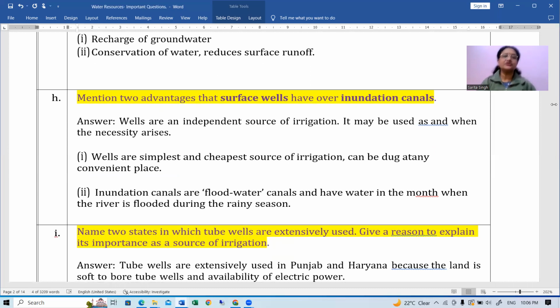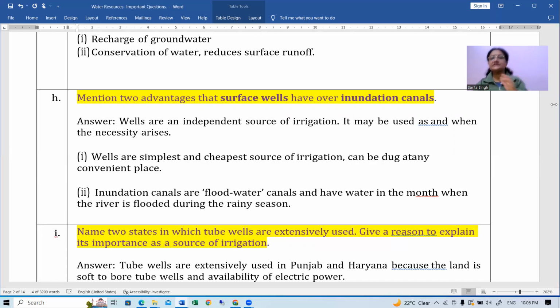The next is, mention two advantages that surface wells have over inundation canals. On one side it is wells, the other side it is inundation canals. Now, wells are an independent source of irrigation. Okay, it may be used as and when it is required, right? So whenever it is required, it can be dug and it can be used.